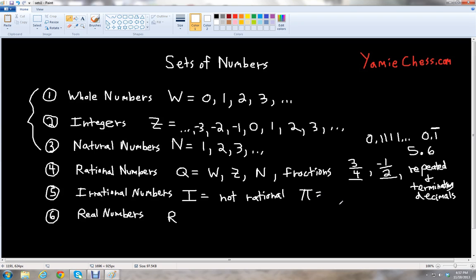So pi is about 3.14159, etc. So there's a bunch of digits that come after it. It's just a decimal number that doesn't have a certain pattern to it, and it's non-terminating. So non-terminating decimals are good examples of irrational numbers.